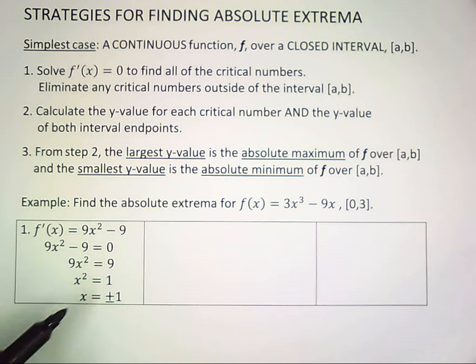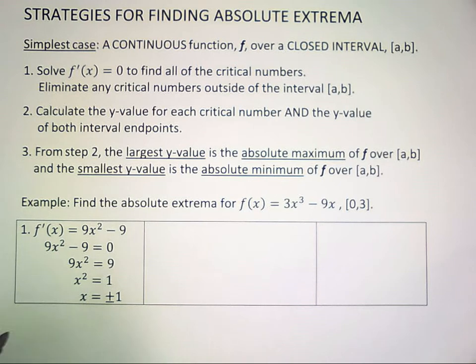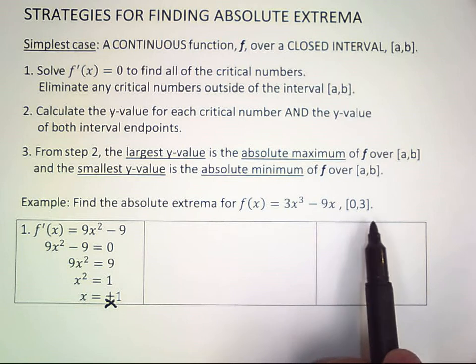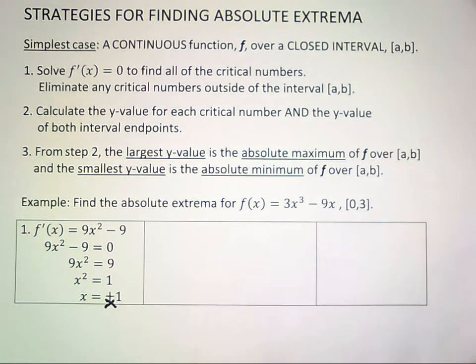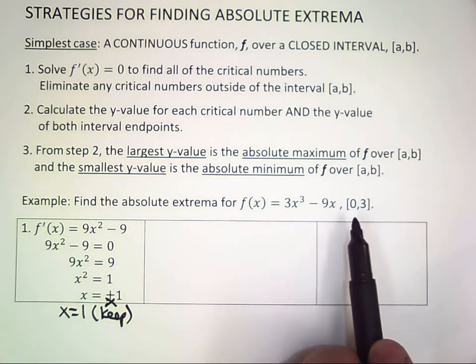So I go through the process and I find my critical values. Notice that I get positive 1 and negative 1 for x. Those are my two critical numbers. But the interval I'm interested in is only the interval from 0 to 3. So I'm not going to consider the minus 1. The minus 1 gets eliminated, not because it's negative, but simply because it's not in the interval that I'm interested in. So the only one that I'm really keeping is x equal to 1 because it is in the interval that I'm looking at.